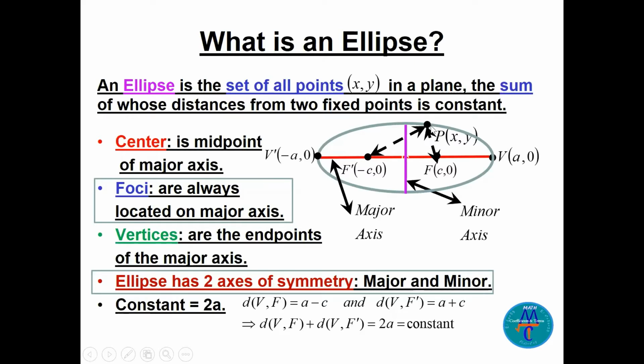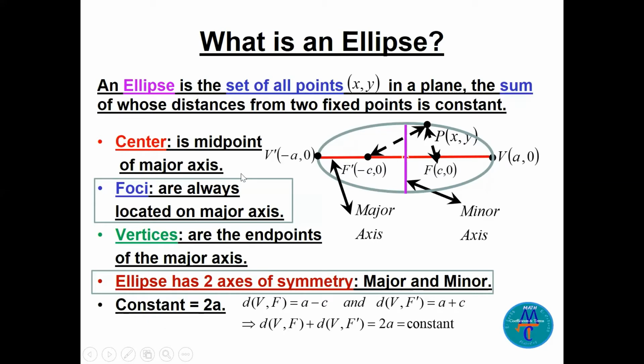Now, again, let's go back to the definition. Point P, like any other point on the ellipse, the distance from P to F plus, why plus? Because we have here sum. The distance from P to F prime is equal constant. And this constant is equal to 2A. You can see it here down there. Any point on the ellipse you take, any point, even this V or V prime or any point on the ellipse, you take the distance from the point to the first focus plus the distance from the same point to the second focus, the answer will be 2A.